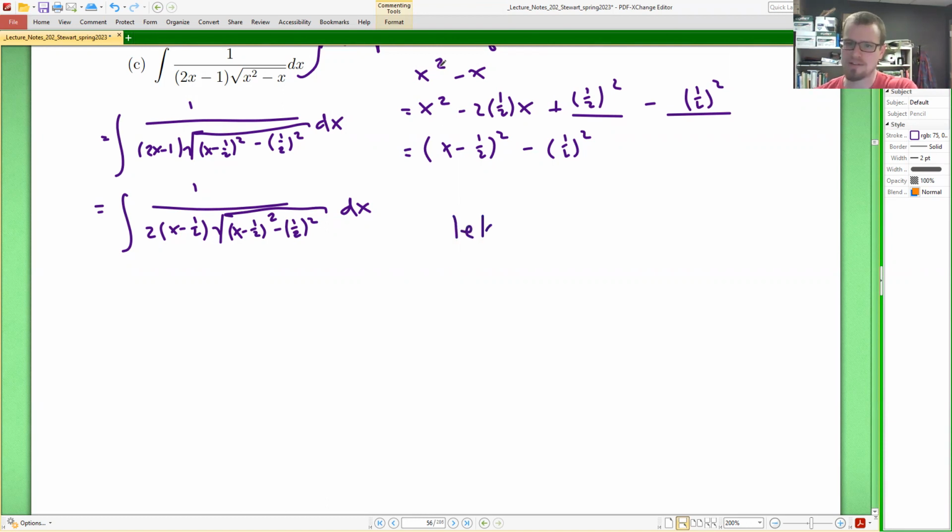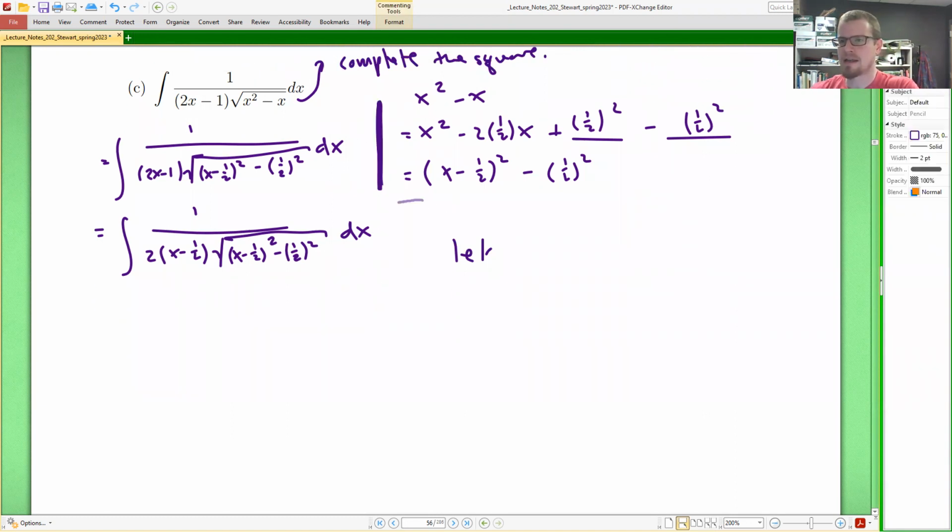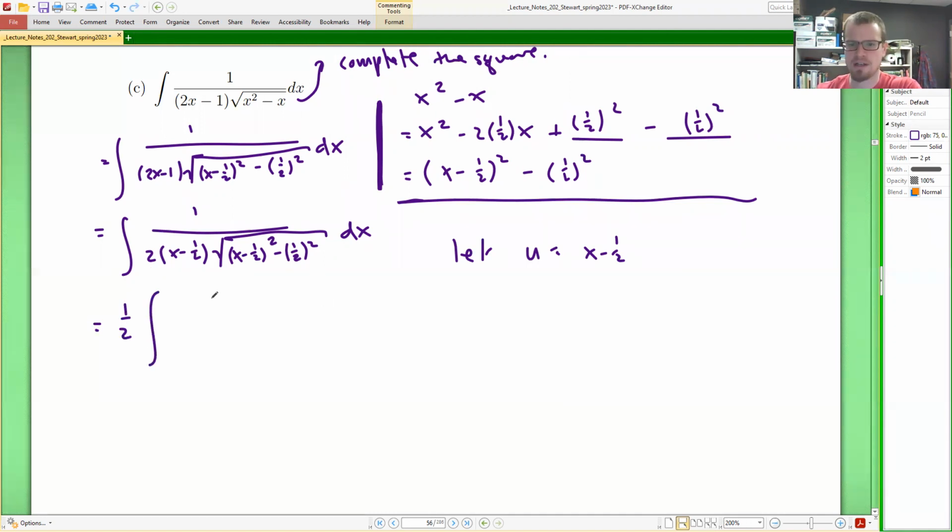So let's see here, there's a couple different things going on. Let me separate my work to make sure that it's clear. And now I want to let u be equal to x minus 1/2. And when I do that, that will help make it clear. So I'm going to pull out this factor of 1/2, and then I've got 1 over u times the square root of u squared minus 1/2 squared.